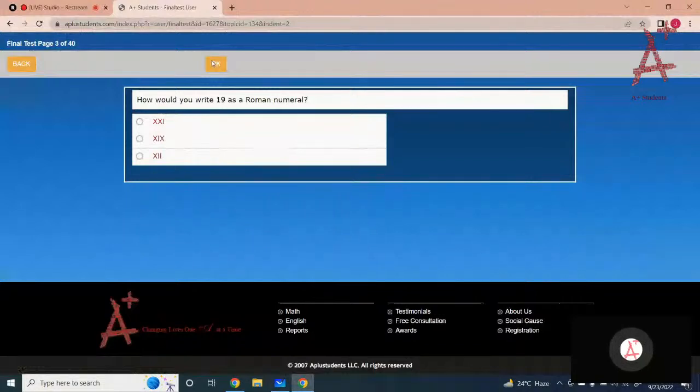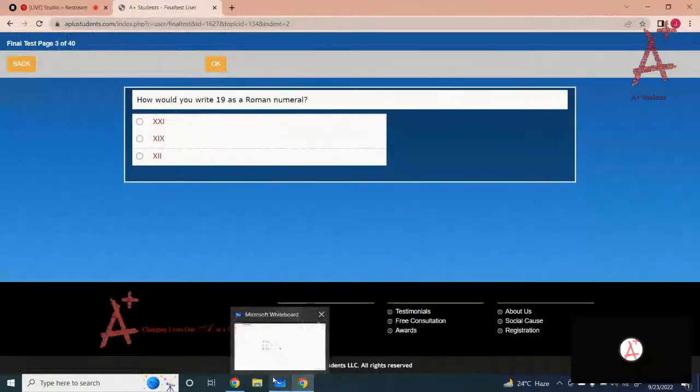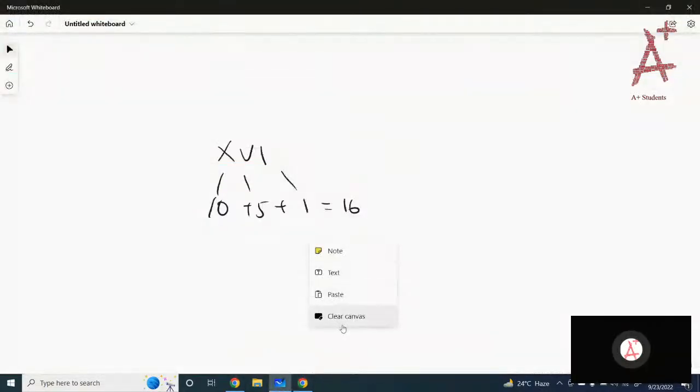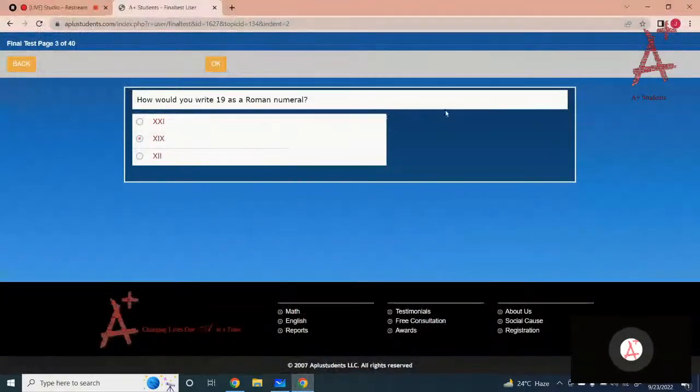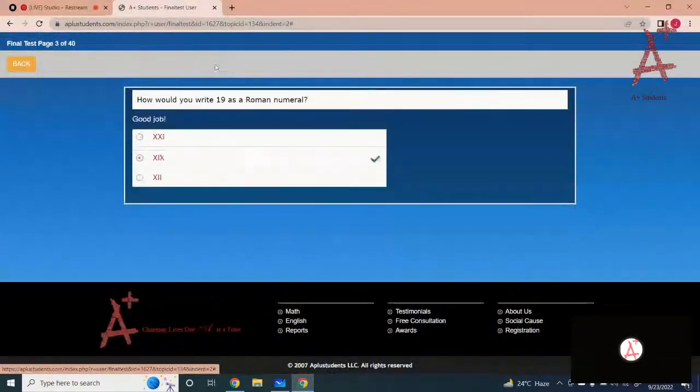Okay, the next one is, how would you write 19 as a Roman numeral? Do you know the answer, which is the correct option? So 19 is 10 plus 9. We know that 10 is X and 9 is IX. So it is XIX. So the second option is the correct one, and then click on the OK button.